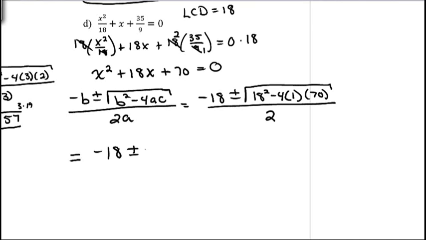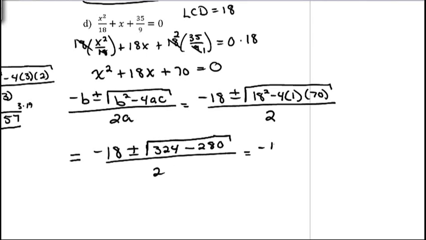We have negative 18 plus or minus the square root of 18 squared. What does that give us? 324. And then minus 280, right? 70 times 4. Yes, 280. And this is all over 2. So negative 18 plus or minus the square root of 324 minus 280, which gives us 44. And this is all over 2.